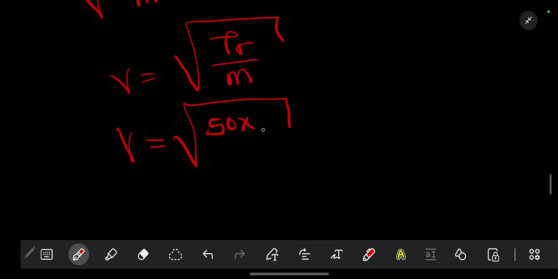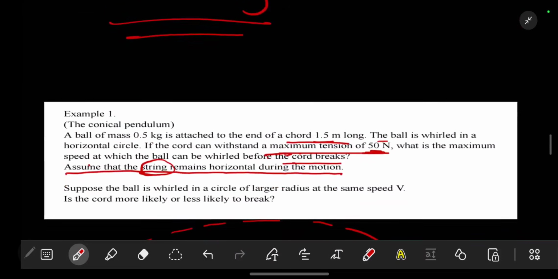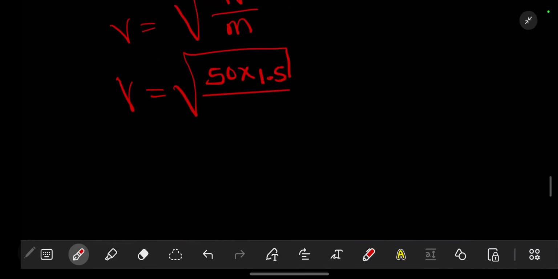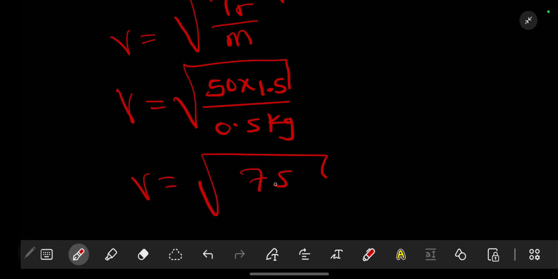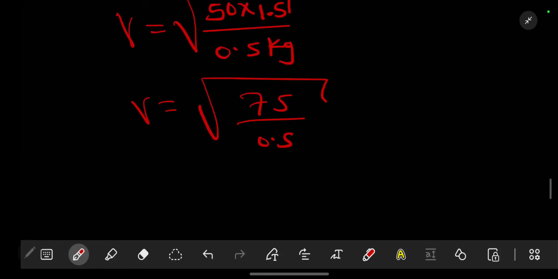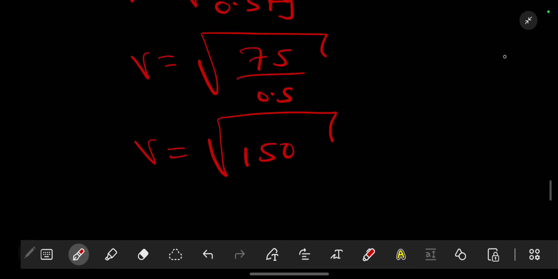So our 50 times, we have 1.5. Then we divide by our mass. So our mass for this is equivalent to 0.5 kg. So our v should be equal to, we are going to have our 50 times 1.5. This gives us a value of 75. So we have the square root of 75 over 0.5. So when we divide 75 by 0.5, it will give us 150.